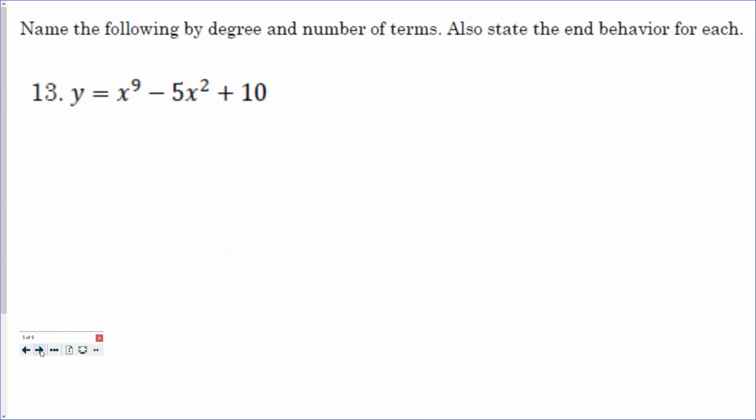So now we're on number 13. We're back on the homework. Number 13, name the following by degree and number of terms. Also state the end behavior for each of these. So number 13, I have x to the 9th minus 5x squared plus 10. Well, I have 3 terms, and the term with the highest degree is x to the 9th. So that's what you call your leading term. And your leading term tells you both your leading coefficient and also the degree of the whole polynomial. So this is a 9th degree polynomial.